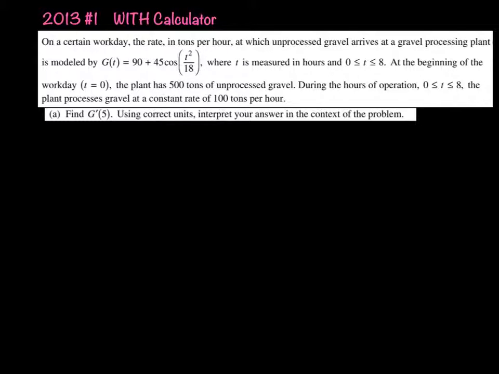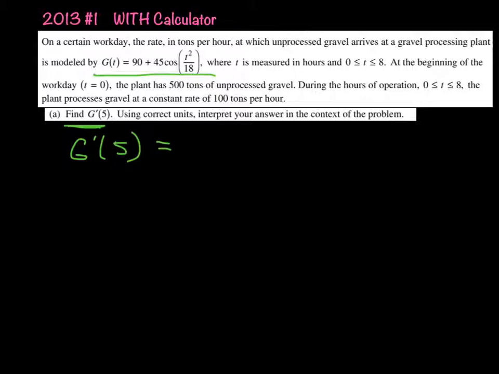Okay, the first question is just asking us to find g prime of 5, using correct units. Interpret the answer in the context of your problem. So if they're asking us to evaluate g prime of 5, that's asking me to take the g function, which is given right here, take its derivative, and then plug in the 5. Well, we are using a calculator for this question, so we definitely want to use that math choice 8 to do the derivative at x equals 5 or t equals 5.